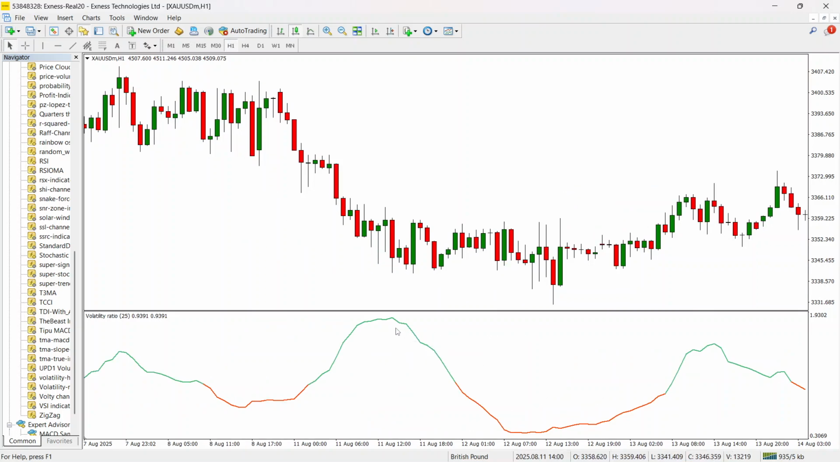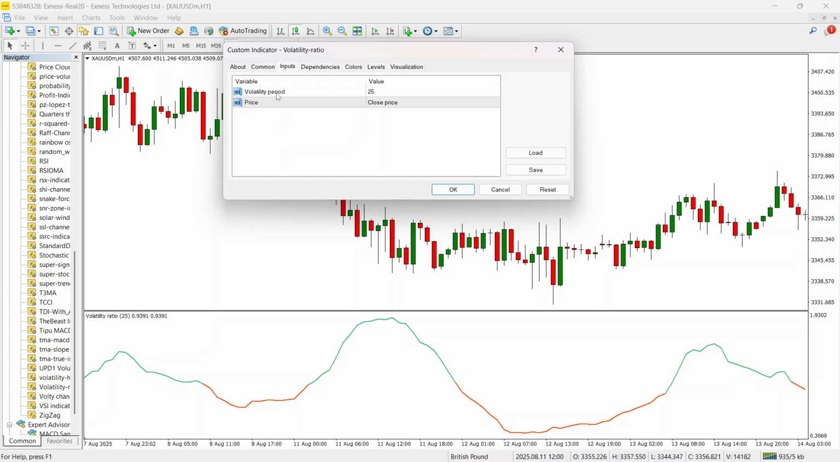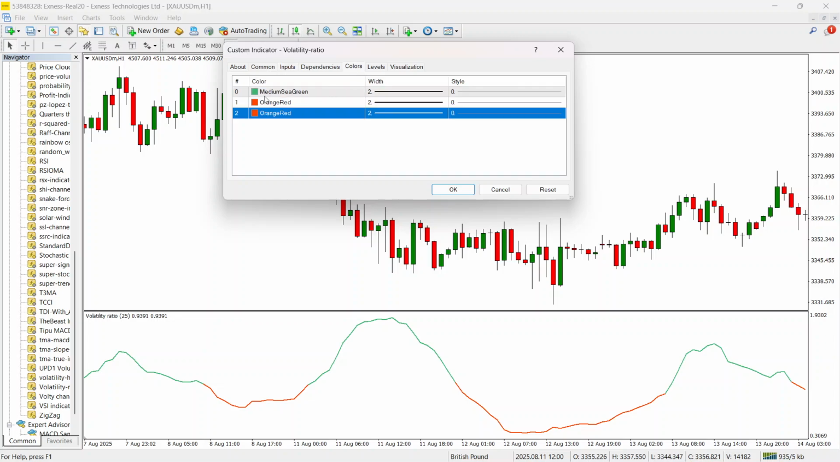Extreme readings in either direction often precede significant market events, with very high ratios sometimes signaling exhaustion, and very low ratios suggesting compression before breakouts. You can adjust this volatility period and price, either close price, open price, high price, or weighted price, depending on your trading style. And you can also adjust its color.